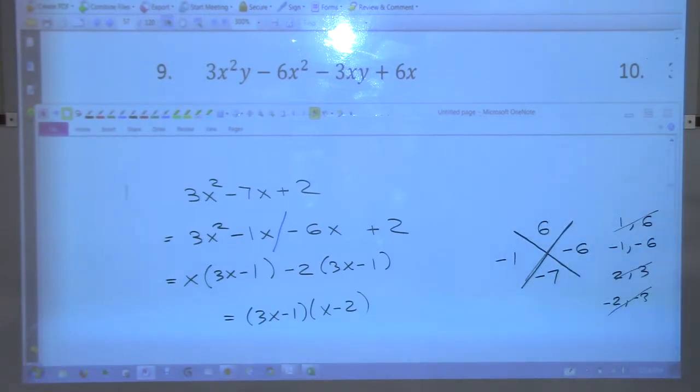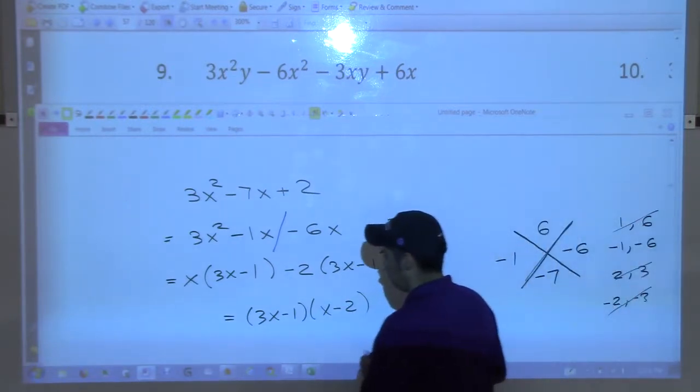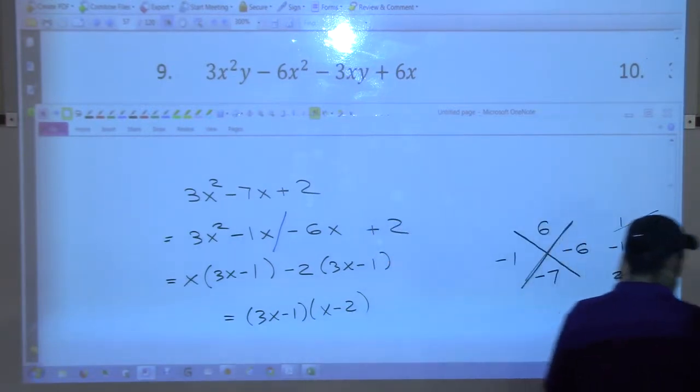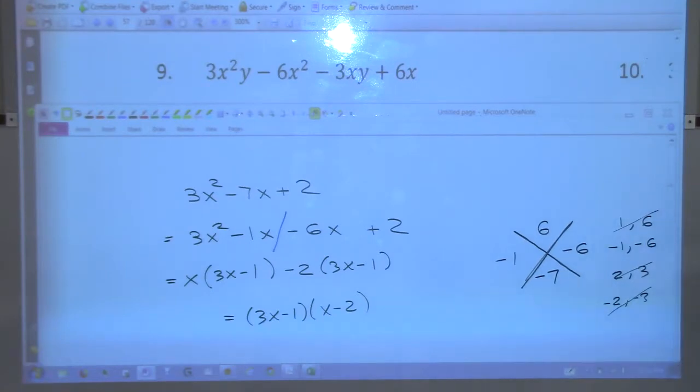What do y'all think? Practice, right? Yes? Does it matter how you write, like if you write the -1x first or the -6x first? I'm glad you're asking this question, because I had written it the other way and then.